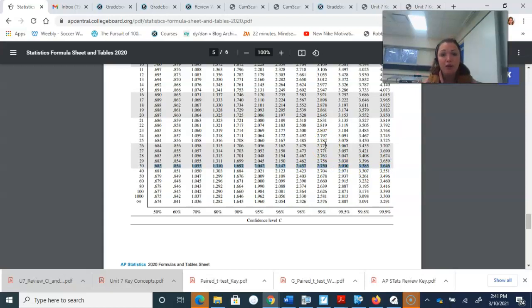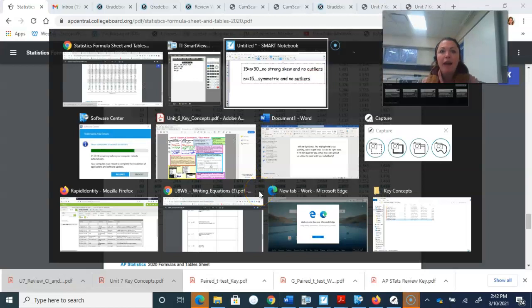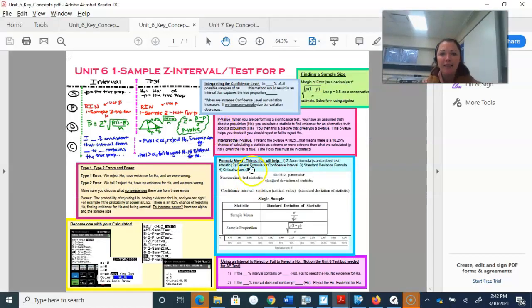If your degrees of freedom is not on the chart, for example, let's say my sample size is 90. 90 minus 1 is 89. 89 is not on my degrees of freedom. I round down then to 80 to get that T star. The T star then for 95% is 1.99. I then would go ahead and I would plug that in.